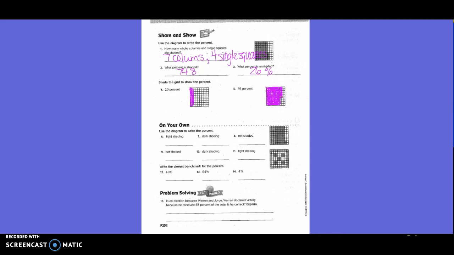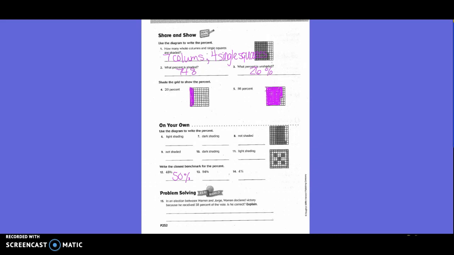Okay, so you guys are going to work on your own. So they want to know about the light shading, dark shading, not shaded on each one of those as a percent. Okay, and then on 12 through 14, it says write the closest benchmark for the percent. So what they mean is the closest tens. For example, if I did 48, what would be the closest percent for that? 50%.